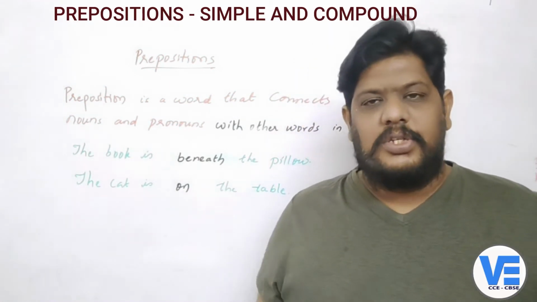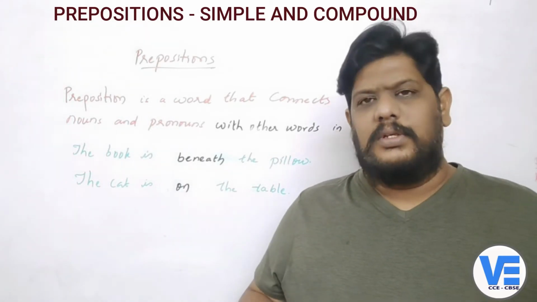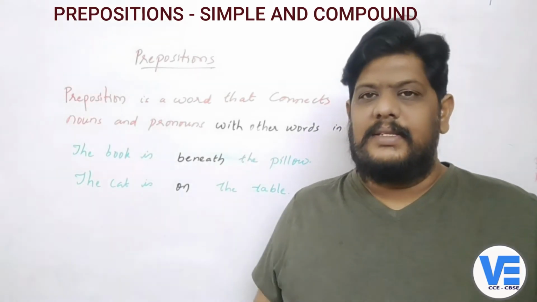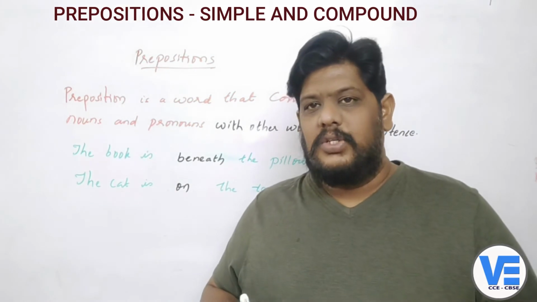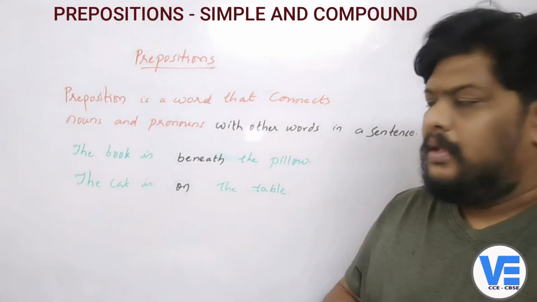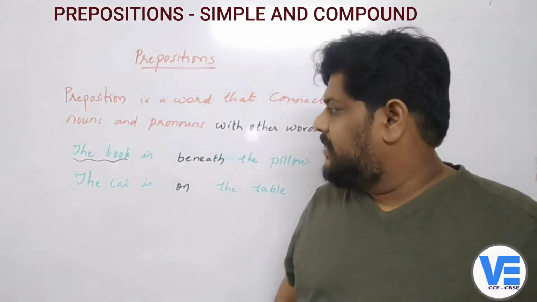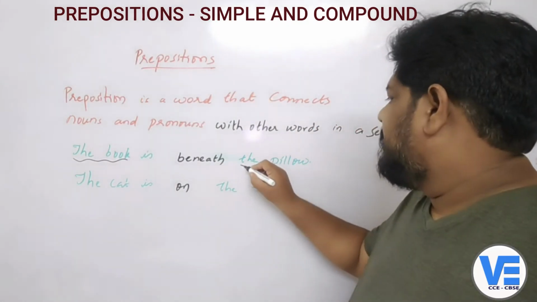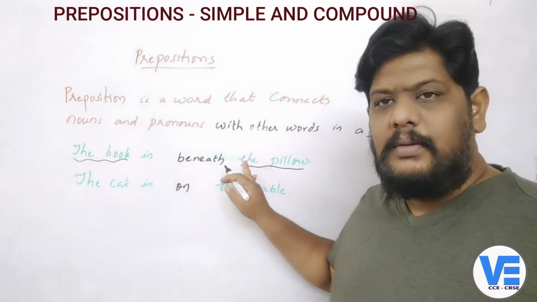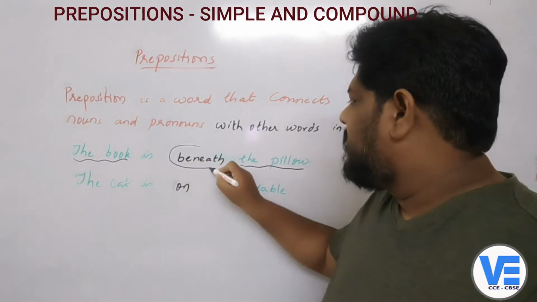So what is a preposition? A preposition is a word which connects the nouns and pronouns with the other words or with the other objects in the given sentence. Now we'll see an example to understand this. The book is beneath the pillow. Here, the subject is the book. Where is the book? The book is beneath the pillow. Now we are using the word beneath here, right?